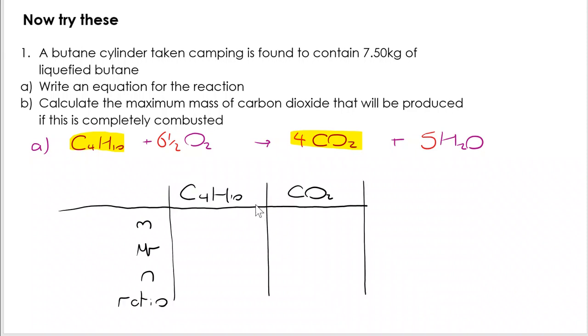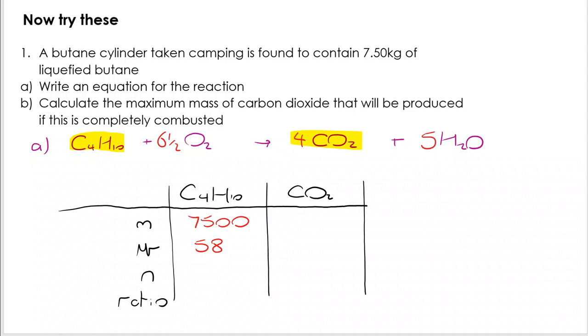There's a table. You put the two species that you are interested in, the one you know about, the one you want to know about. And then you have mass, molecular mass, number of moles, and ratio. Then you simply fill in the data that you have. We have 7,500 grams of butane, 7.5 kilograms converted to grams. The MR of butane, 4 12s and 10 1s, is 58. To get moles, I do mass divided by molecular mass.